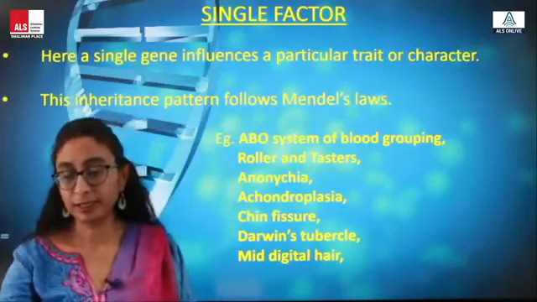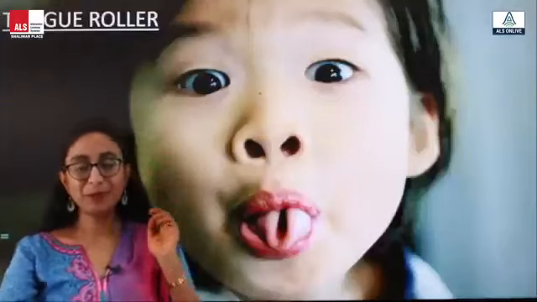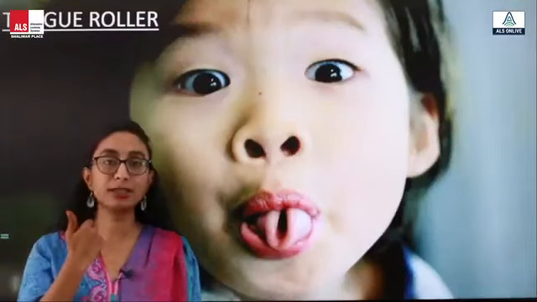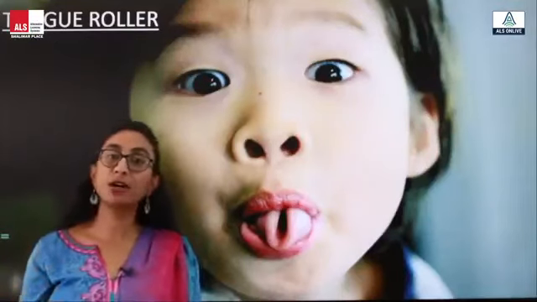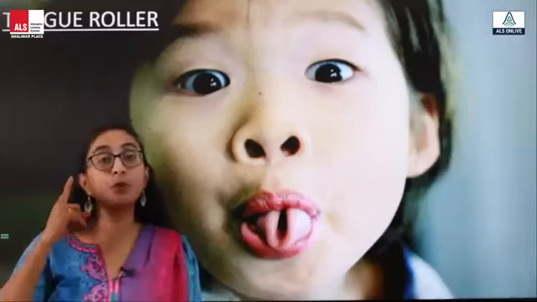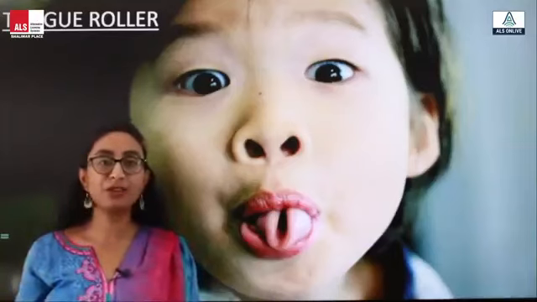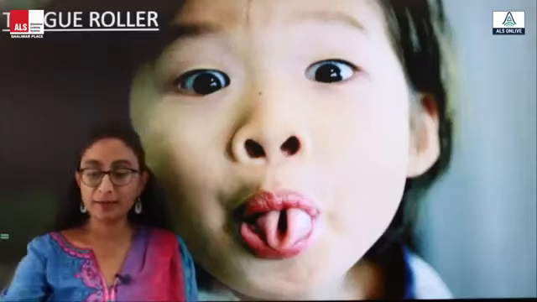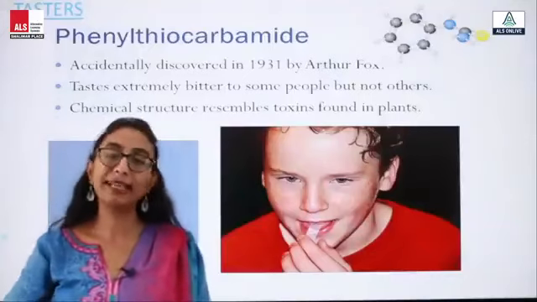Okay. First, let me show you what a tongue roller means. So, people who can roll their tongue like this, they are called rollers. And people who cannot roll their tongue like this are called non-rollers. So, there is only a single gene which is responsible for producing this trait. Okay. That is why it is called monogenic inheritance. And then tasters and non-tasters.